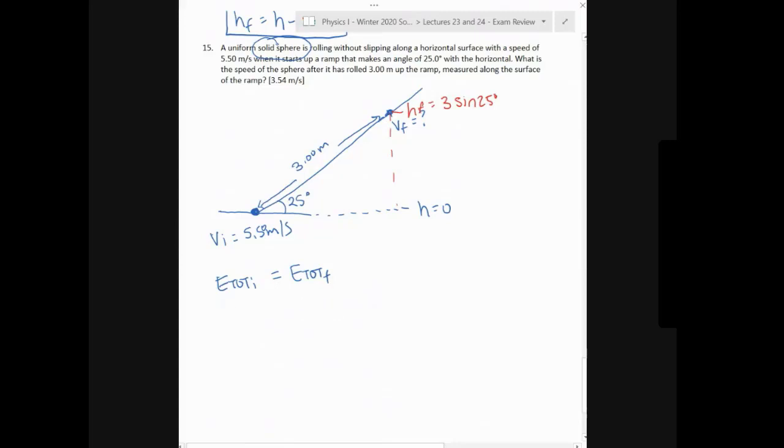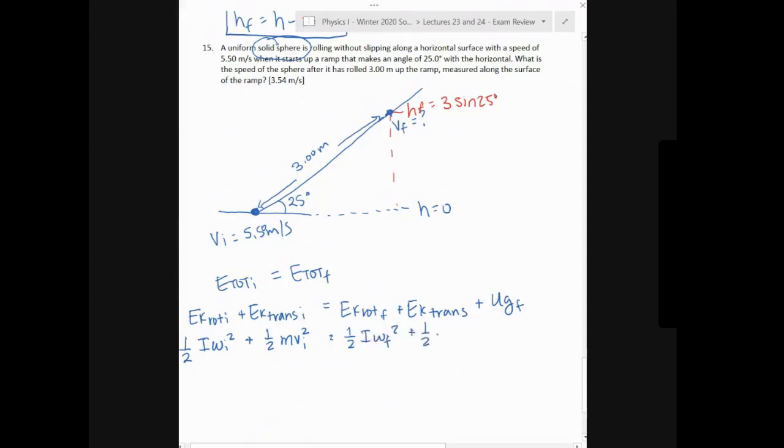Okay, so it's very common to miss this bit, but it's really important. So we have E kinetic rotational and E kinetic translational. That's initial. Final, you also have rotational and translational. And you also have a change in height, so you have UG final. So when we're putting in our formulas for rotational kinetic energy, instead of 1/2 mv squared, it's 1/2 I omega squared. For translational, it's the regular 1/2 mv squared. So I'll put that in for both. And then mgh.